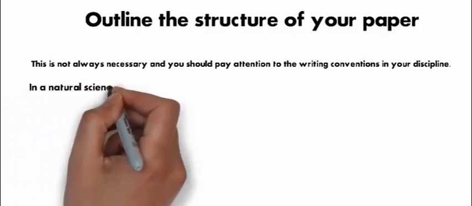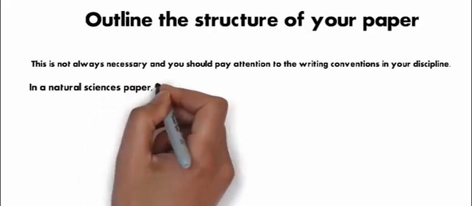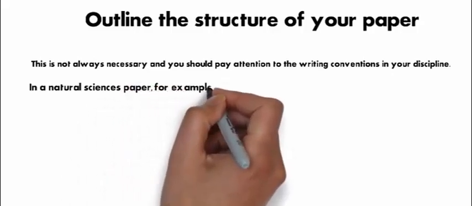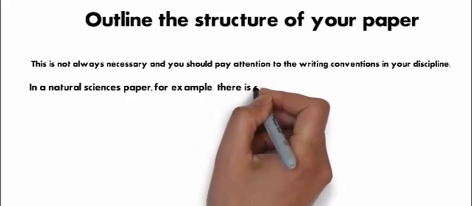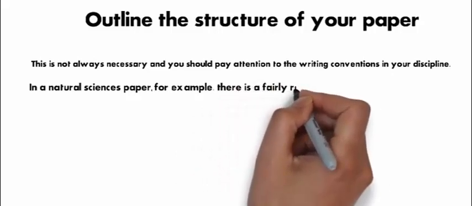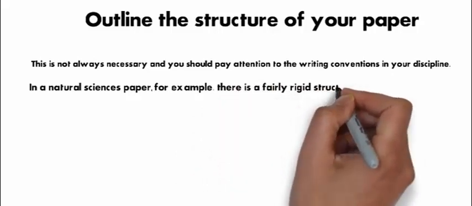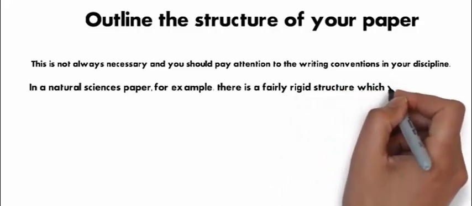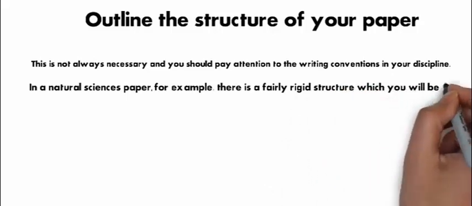In a natural sciences paper, for example, there is a fairly rigid structure which you will be following. A humanities or social science paper will most likely present more opportunities to deviate in how you structure your paper.